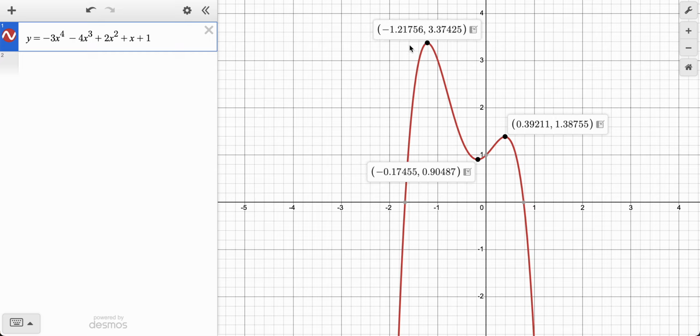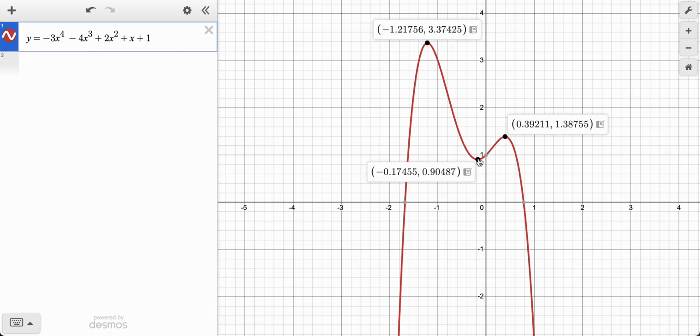This point over here at the top of this mound on the left is also a relative maximum, but we also could call it the absolute maximum. It is the highest point of any point on this graph. It is above, on the y-axis, every other point.